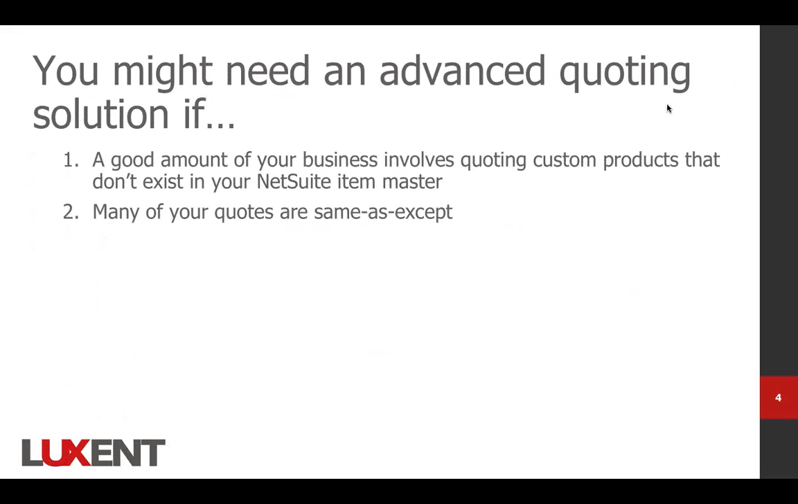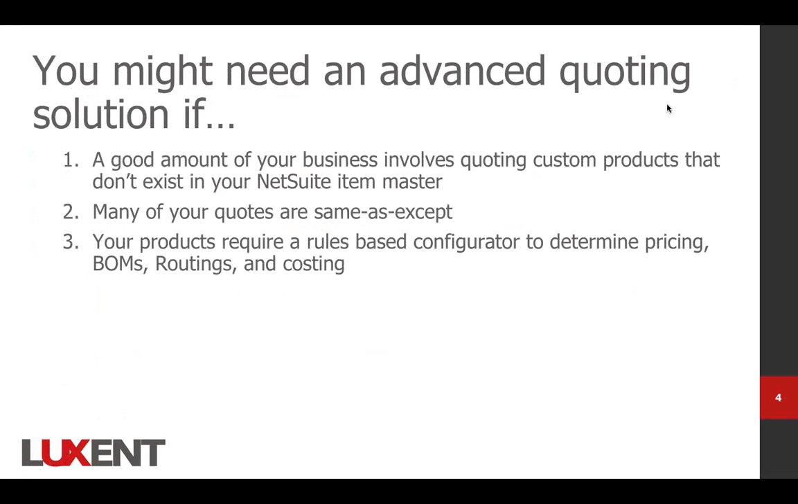You might also need an advanced quoting solution if many of your quotes are same as accept. We have a good number of customers that have a standard product with a bill of materials and a production routing, or a standard bundle or kit. As they plug that into a line item, they want to be able to manipulate the items on it. They want to add different components to the bill. They want to change out and swap out products that are on a bundle or a kit. These are all things that IQ supports great.